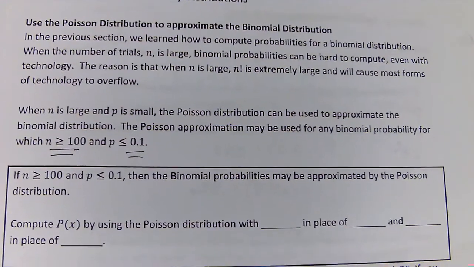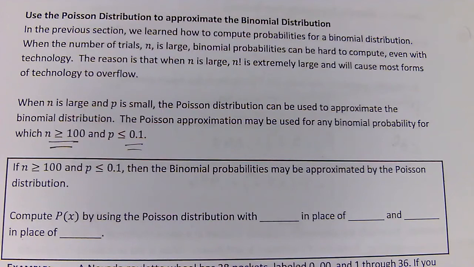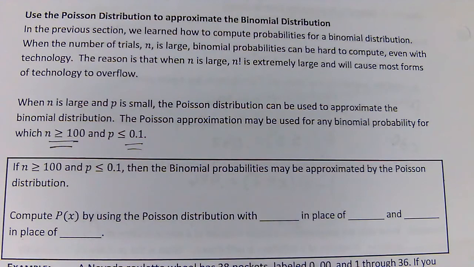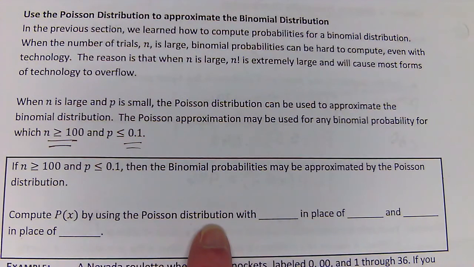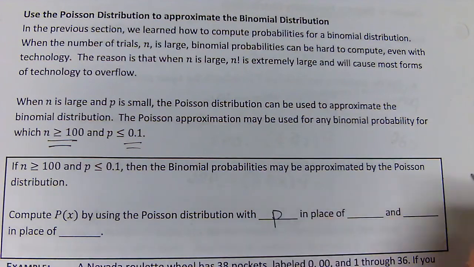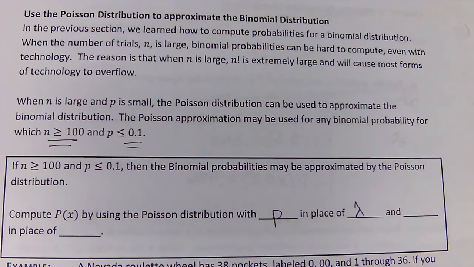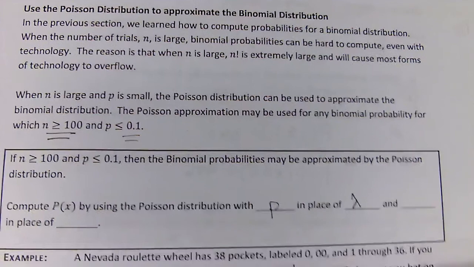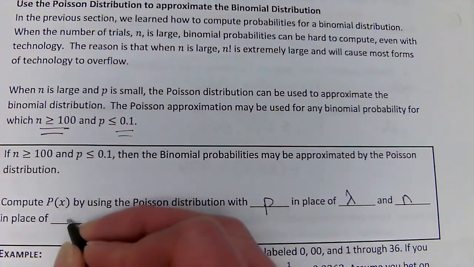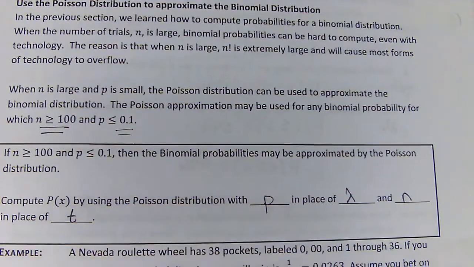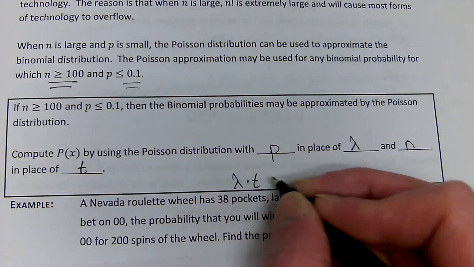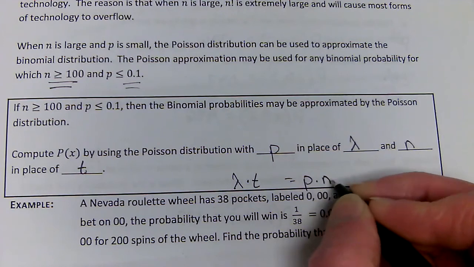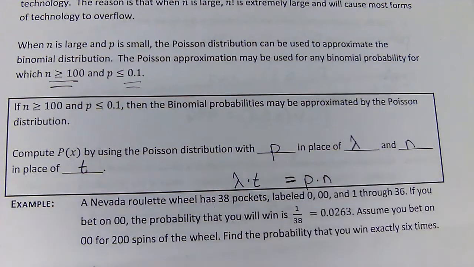Now, the way we're going to do that is we're going to compute the Poisson distribution with p in place of lambda and n in place of time. So remember how in the calculator we're typing in lambda times time? Well, it's going to be p times n. It's actually going to be our mean.